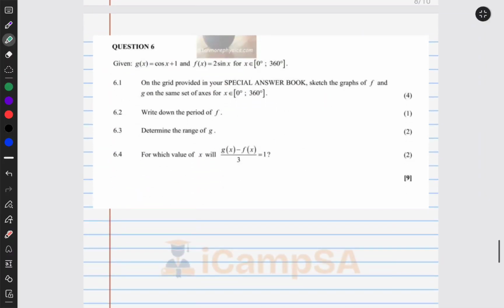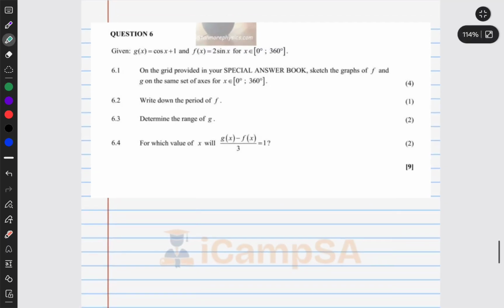Okay, and then next we have question 6. For question 6, we are given g of x is equal to cos x plus 1 and f of x is equal to 2 sine x, for x an element of 0 degrees to 360 degrees. So we're given two functions. It's a cosine function plus 1. What does that plus 1 mean? It means it has been shifted 1 unit upwards. And then we're given the sine function, which is 2 sine x. That 2 sine x means the function has been stretched. It's a vertical stretch, and it also means that the amplitude for the sine function is 2, just in case we are asked those.